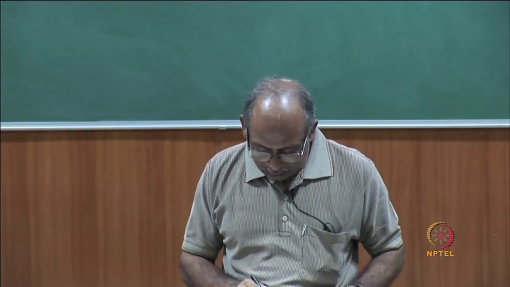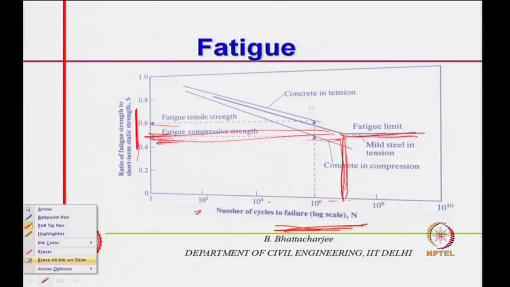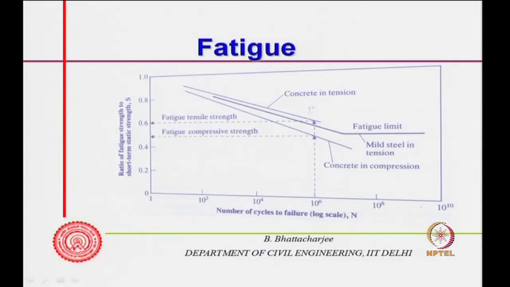Now, concrete does not have any fixed endurance limit. In tension, concrete shows continuously reducing fatigue strength as you increase the number of cycles. Here also, concrete in compression, same thing. So, therefore, how do I define this strength? There is no endurance limit. How do I define the endurance limit?